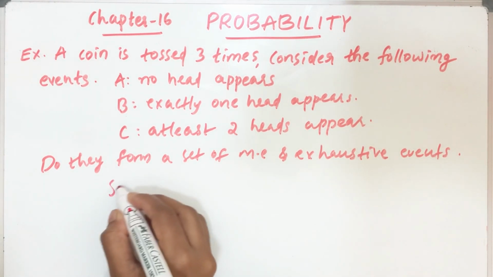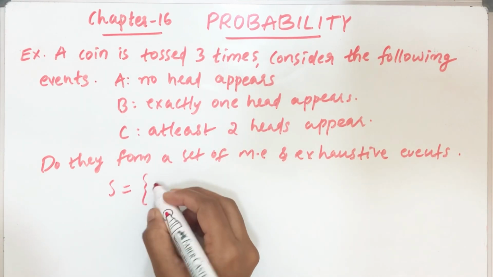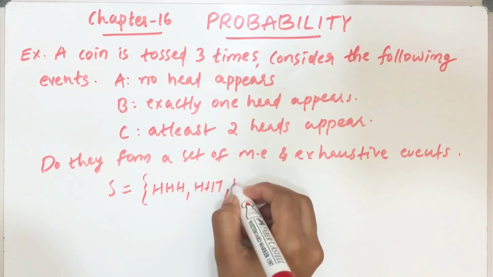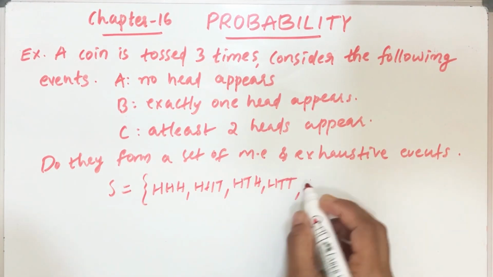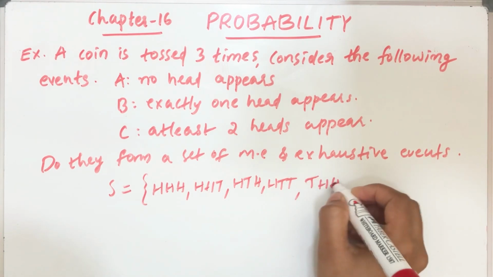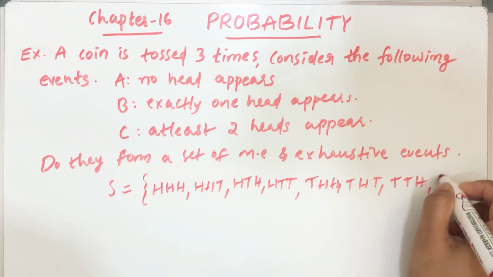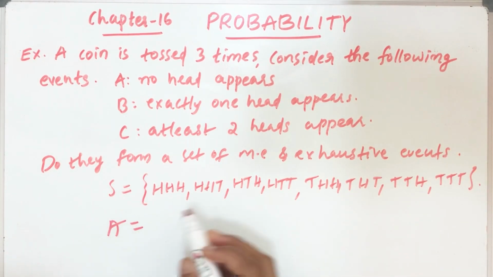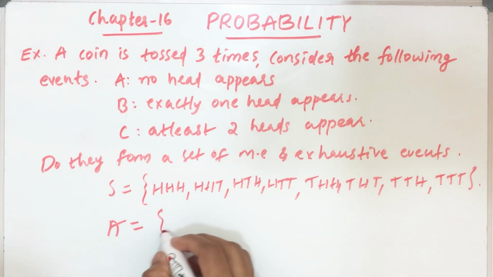Okay, here S is a coin tossed 3 times. So S is HHH, HHT, HTH, HTT, THH, THT, TTH, TTT. 8 elements. Next, A. A is no head appears. That is TTT.